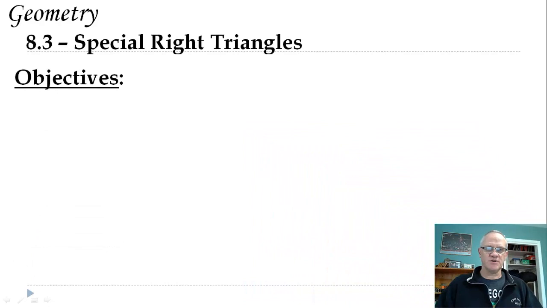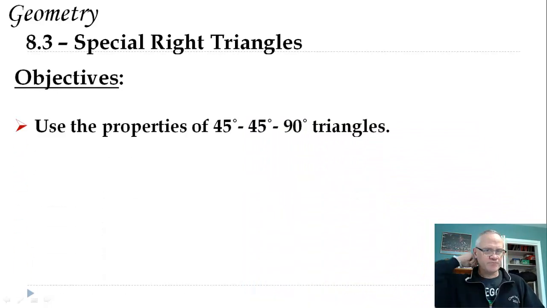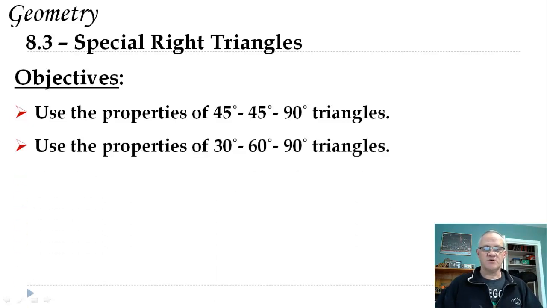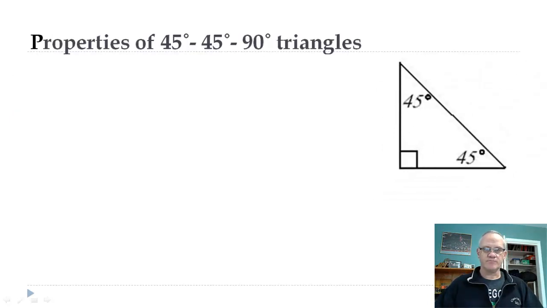Today we're in section 3 of chapter 8. So 8.3, we're going to talk about some special right triangles. So still more with right triangles, but just some special cases that we're going to talk about today. So our objectives, we're going to use the properties of the 45-45-90 triangle. And then also another special right triangle is the 30-60-90 triangle. Okay, so those are the different triangles that we're going to talk about today. Let's start with the 45-45-90.